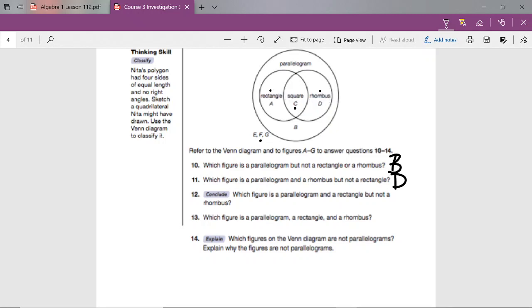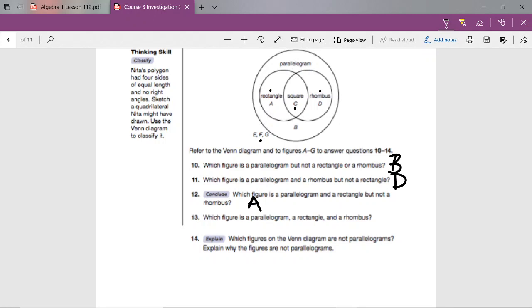Okay, continuing on. Which figure is a parallelogram? So once again, in the big circle. And a rectangle, all right, now we're in this one, but not a rhombus, so we don't want anything in that circle. So we have left A.